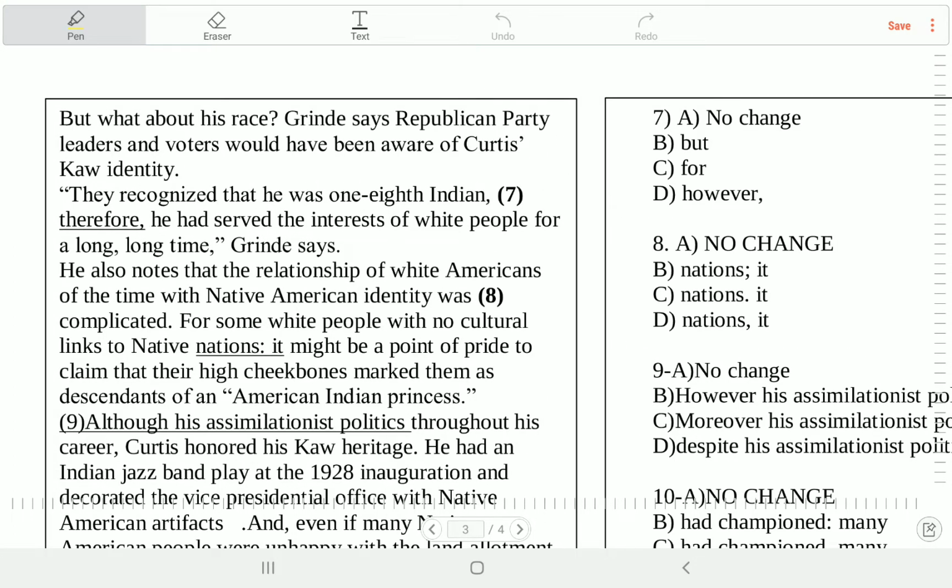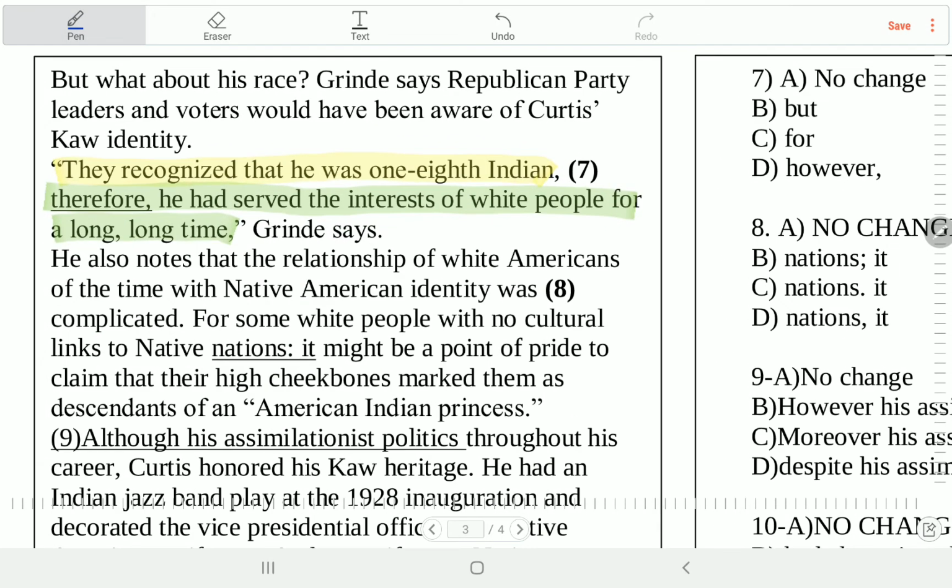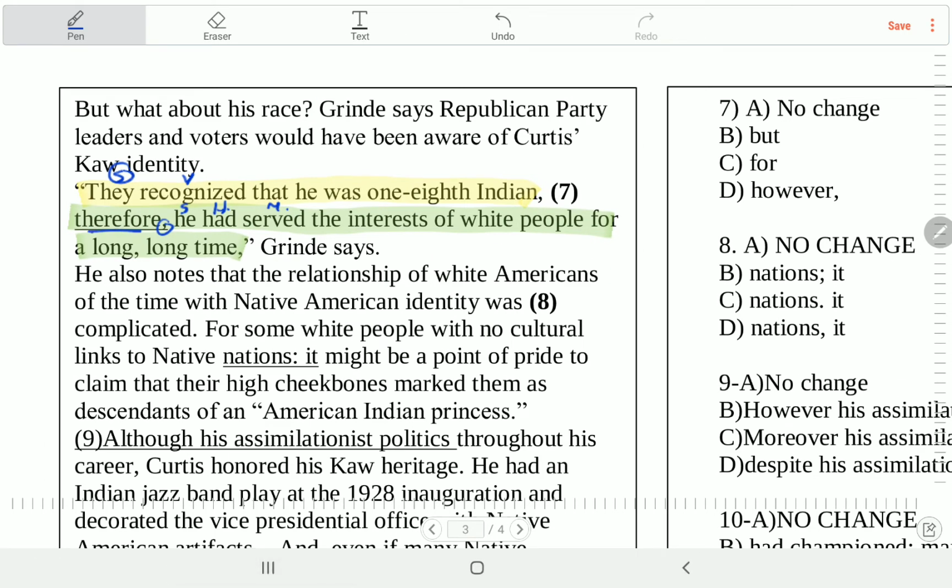Okay, so they recognized that he was one-eighth Indian. Therefore, he had served the interests of white people for a long time, Green says. So again, what do you notice here? Again, we have two complete ideas. They recognize: they is the subject, recognize the verb, and then we have a comma. He had served: he is the subject, had the helping verb, served the main verb. So two complete ideas. So A is a run-on, with therefore as a transitional word.